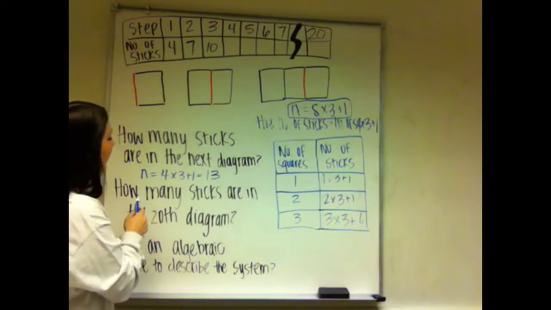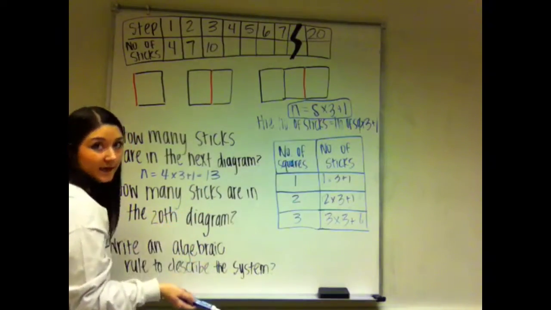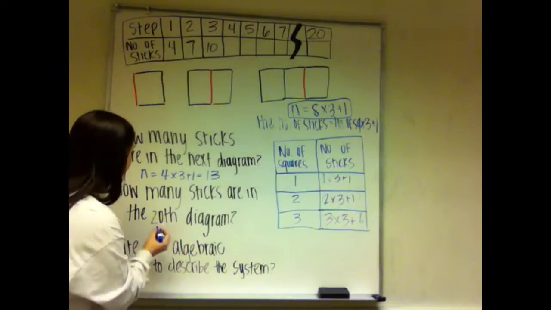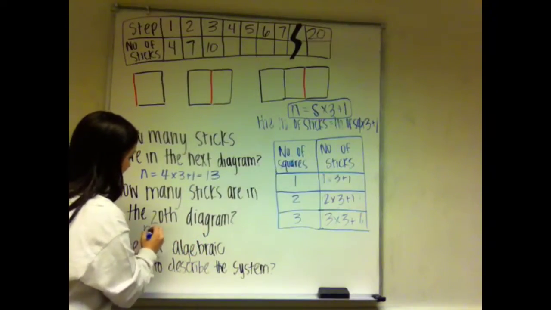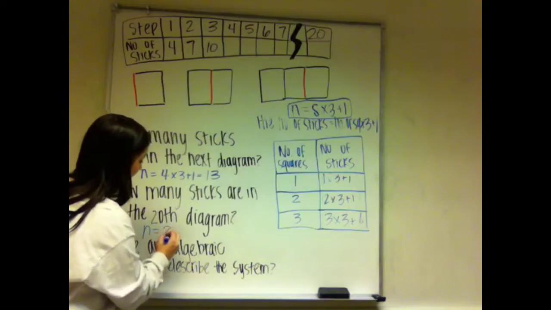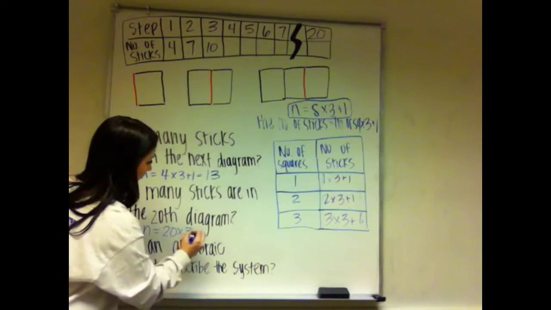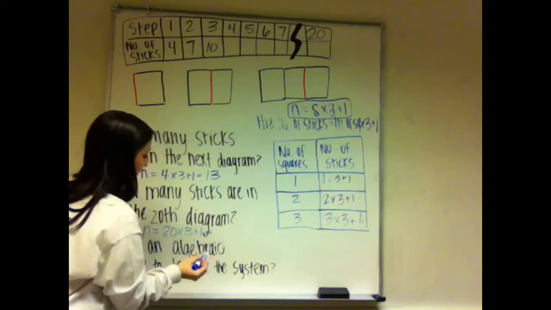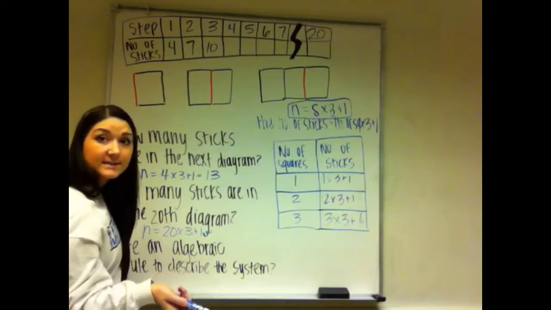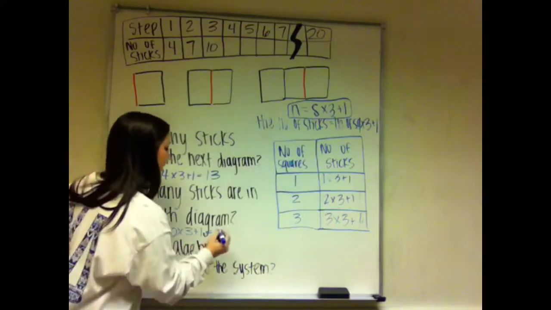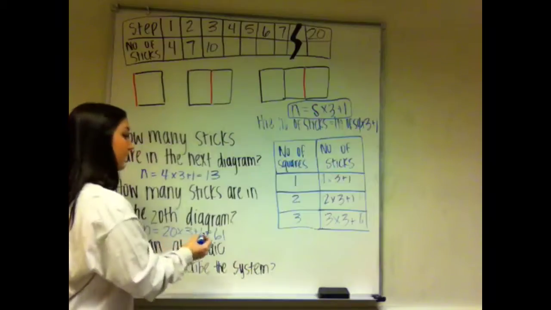Now we need to know how many sticks are in the 20th diagram. Well, we can plug that in again. So n equals 20 times 3 plus 1. And that equals, so 20 times 3, that's 60. And 60 plus 1 is 61. So the 20th term would be 61.